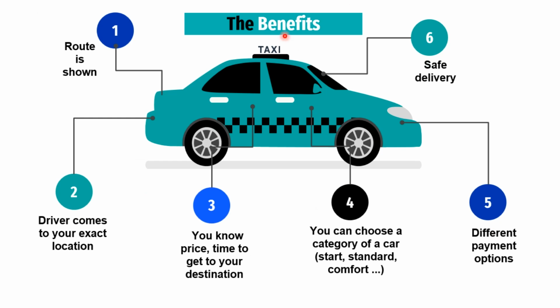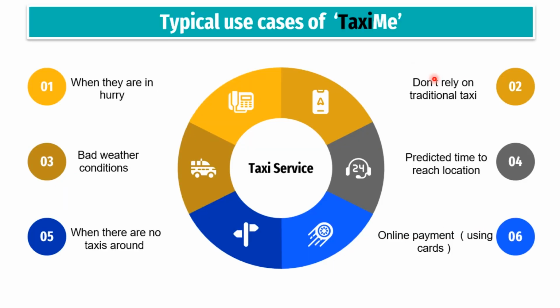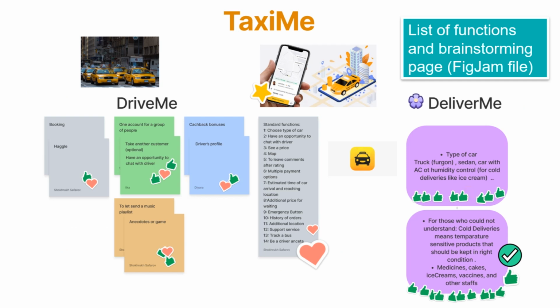What kind of benefits does our TaxiMe have? Like, the road is shown. The driver comes to your exact location, you know the price, the time to get to your location, you can choose the category of a car, different payment options, safe delivery. So these are the benefits. And the typical use case of TaxiMe. So you also create this kind of typical use cases when your application can be beneficial, can be useful, okay? When they are in a hurry, bad weather conditions, when there are no taxis around, don't rely on traditional taxi, dedicated time to reach location, online payment, and that's it.